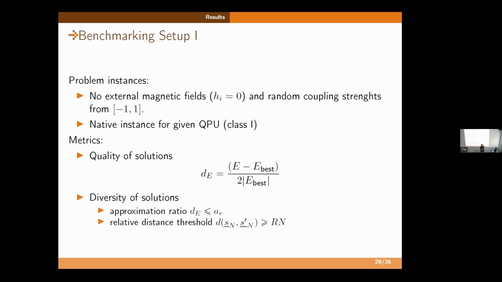So those are the instances. And here we have, oh, I see some question in chat.